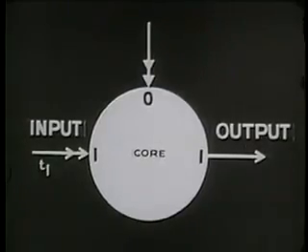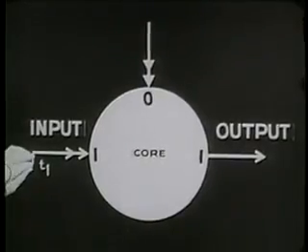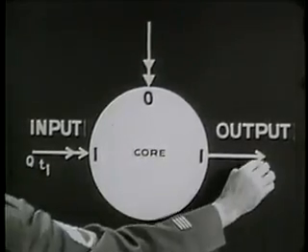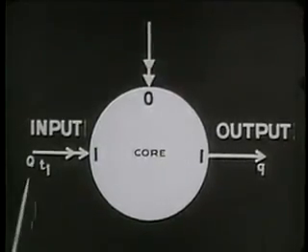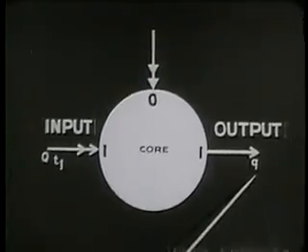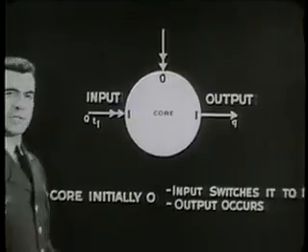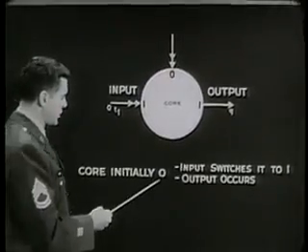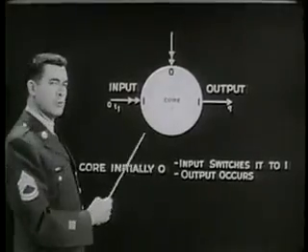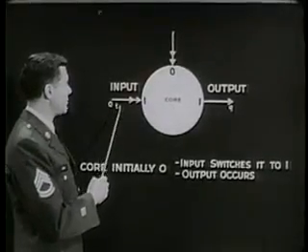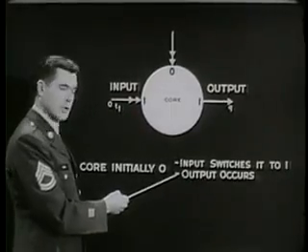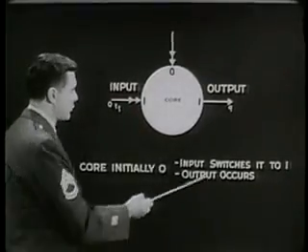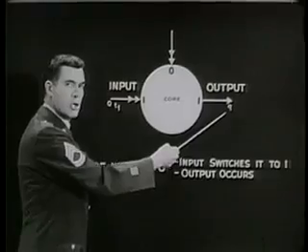Other letters serve to label individual inputs and outputs where several may be present. We can relate an input to an output with the capital and small form of the same letter. Thus here, where the core is initially 0, and input Q comes in at time T1 and switches it to 1, an output occurs. This output is identified by small q.